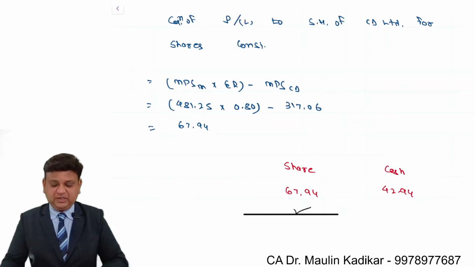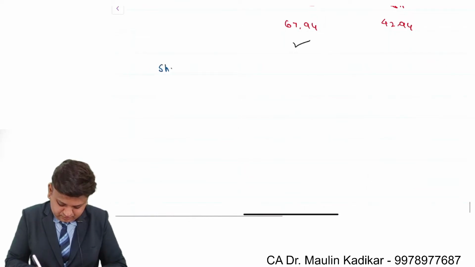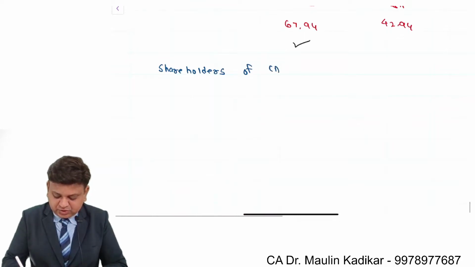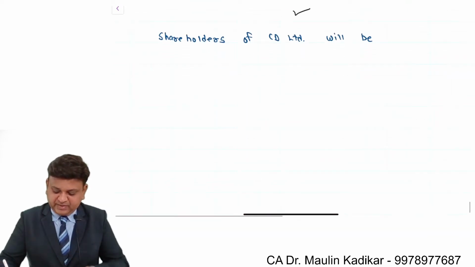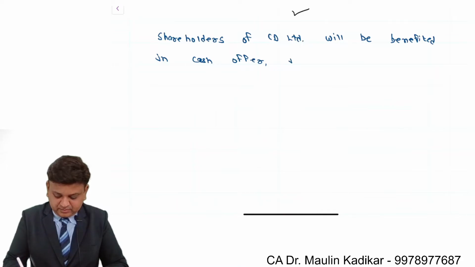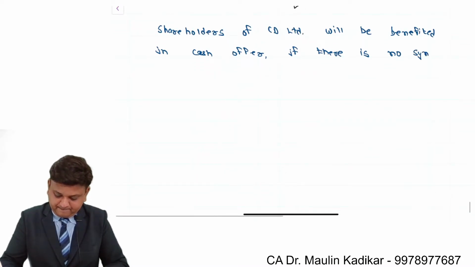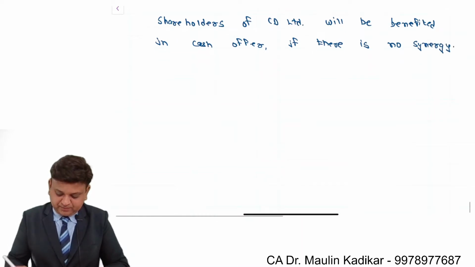So let us write the conclusion paragraph. Shareholders of CD Ltd will be benefited in cash offer, comma, if there is no synergy. Full stop.